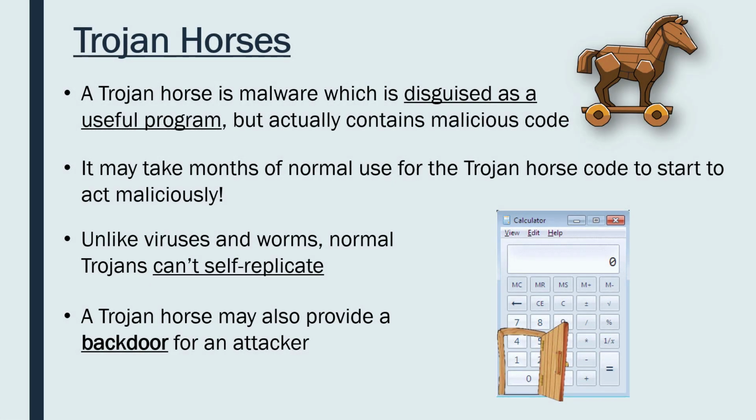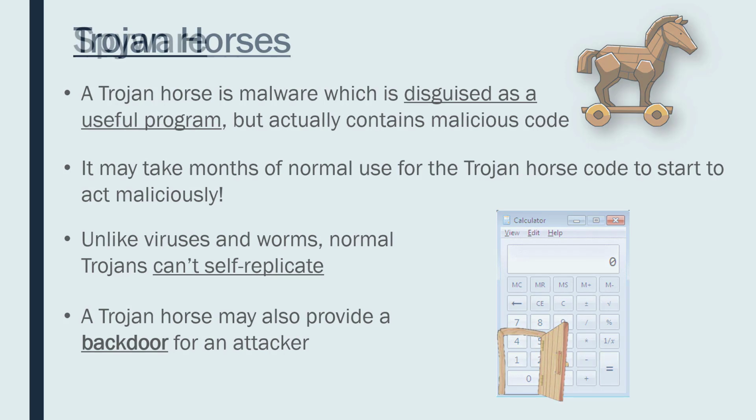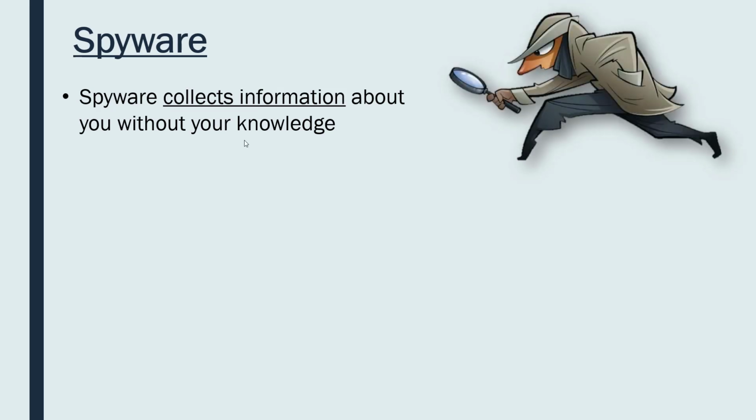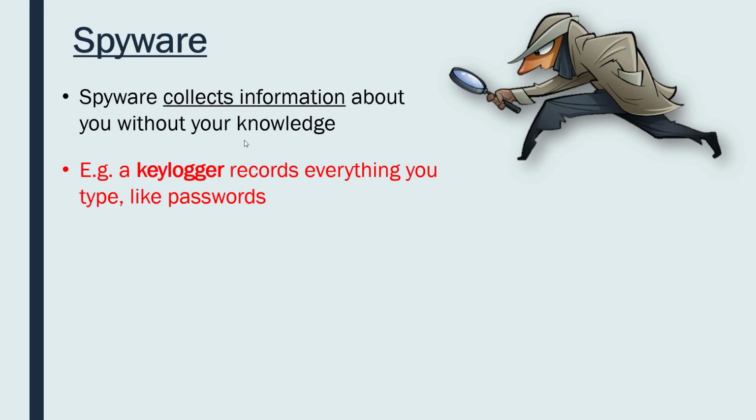I mentioned that Trojan horses can spy on you or install software which can spy on you, and this software has its own name: it's called spyware. Spyware is where the software is collecting information about you without your knowledge. Clearly, if you gave your permission, if you had knowledge of it, you would not be considering it intrusive, and it wouldn't be malware. So it spies on you, it collects information without your knowledge. And a keylogger is a good example of spyware.